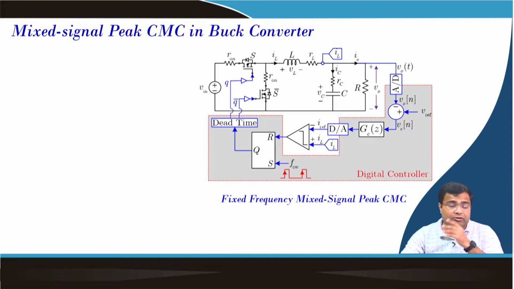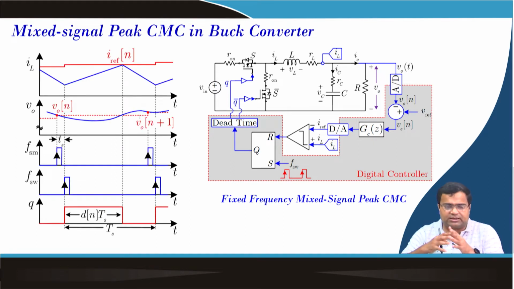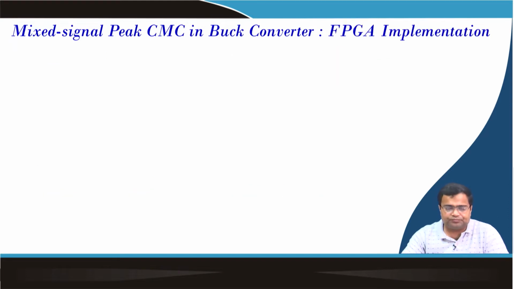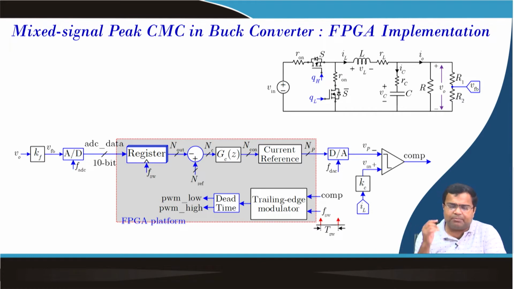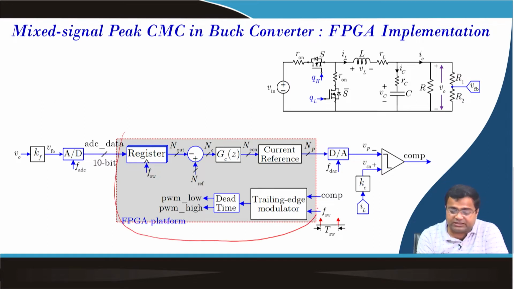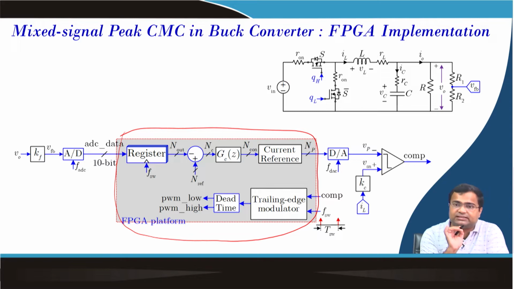If we consider mixed signal peak current mode control, we have discussed it in multiple lectures, including lecture number 93, and we are not going to spend time here. We are talking about peak current mode fixed frequency control. We have actually discussed the FPGA implementation. It looks like we want to implement a digital controller like a digital IC, sitting inside the FPGA, and we are implementing it using Verilog HDL.